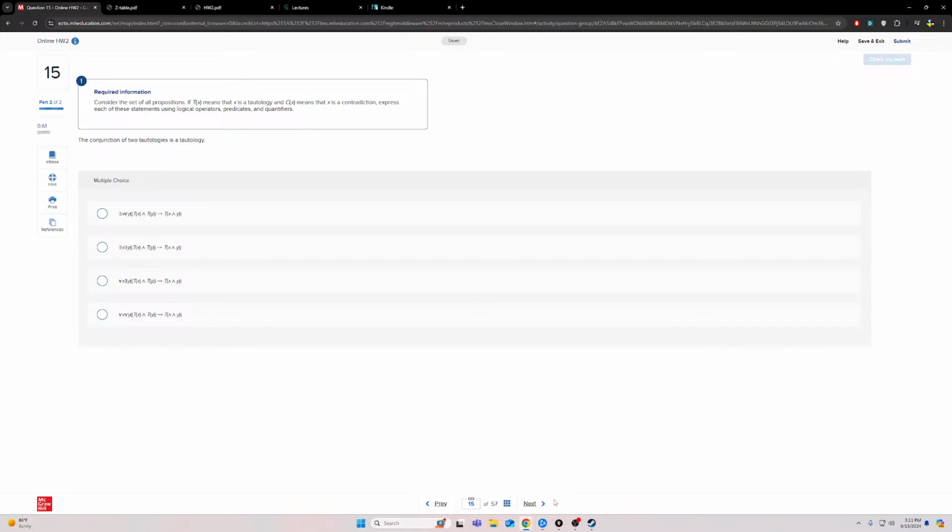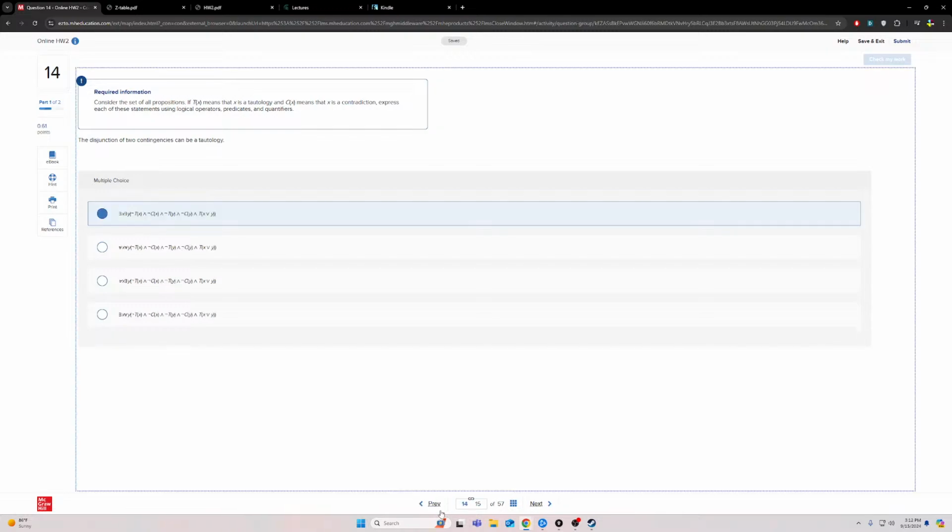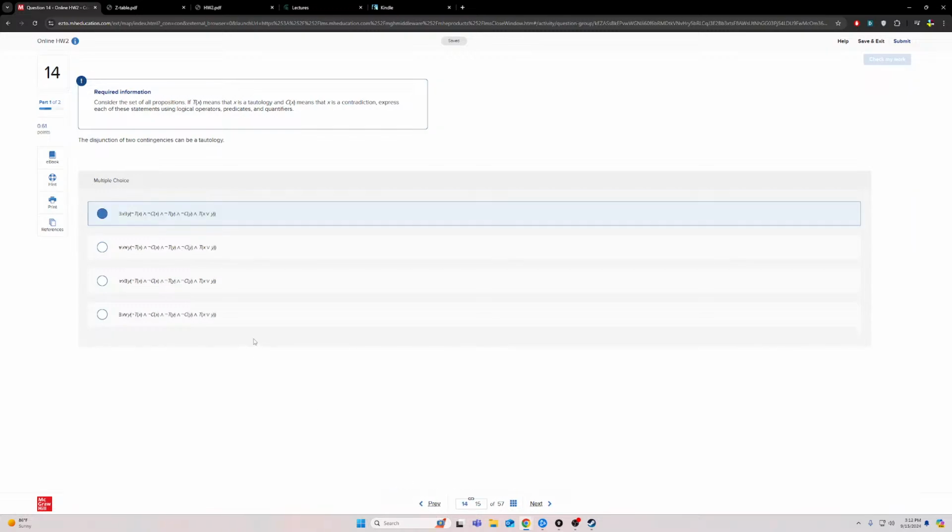Because I still have the same mindset that the conjunction of two tautologies is a tautology. The disjunction would be using ors. Conjunction would be using ands. So I don't know.